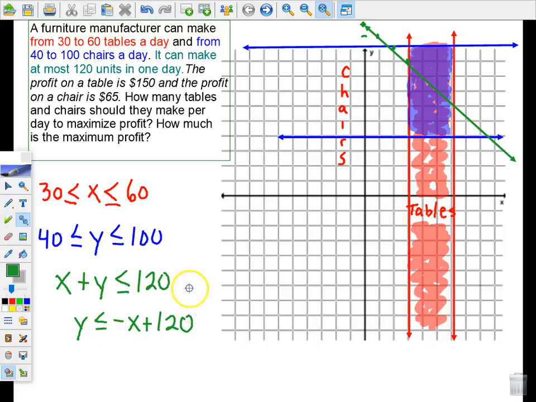All right, and now we need to do the shading. So tell me by saying above or below, which side of this green line are we going to be shading since it says less than? Below. Okay, and once again, we're interested now in where all three colors come together. What area do all three colors share? And I'll try to make it even darker. So we're talking about this region.